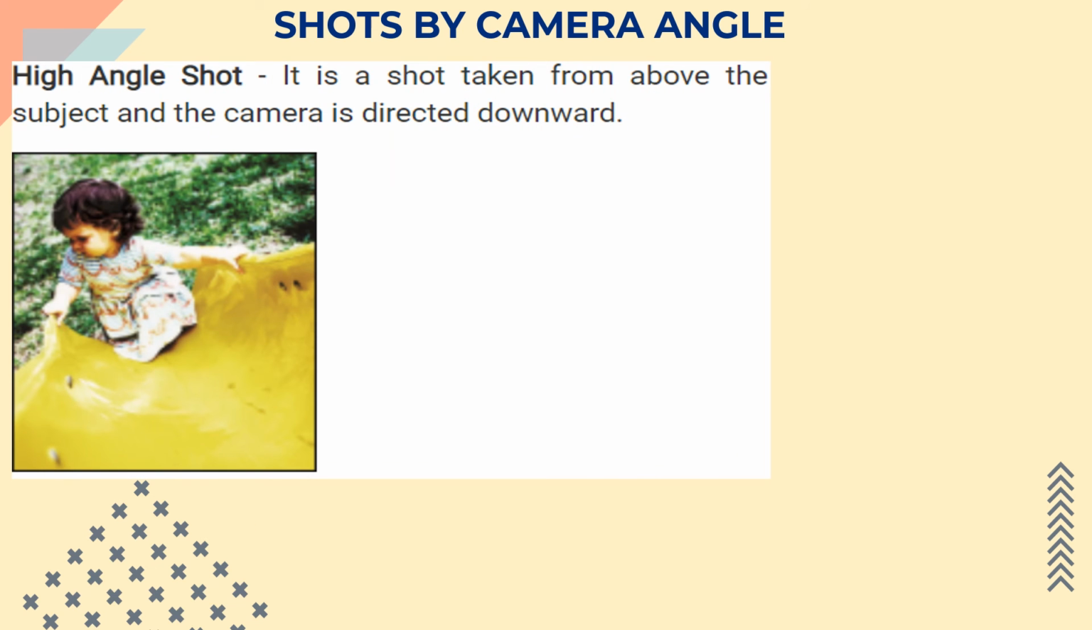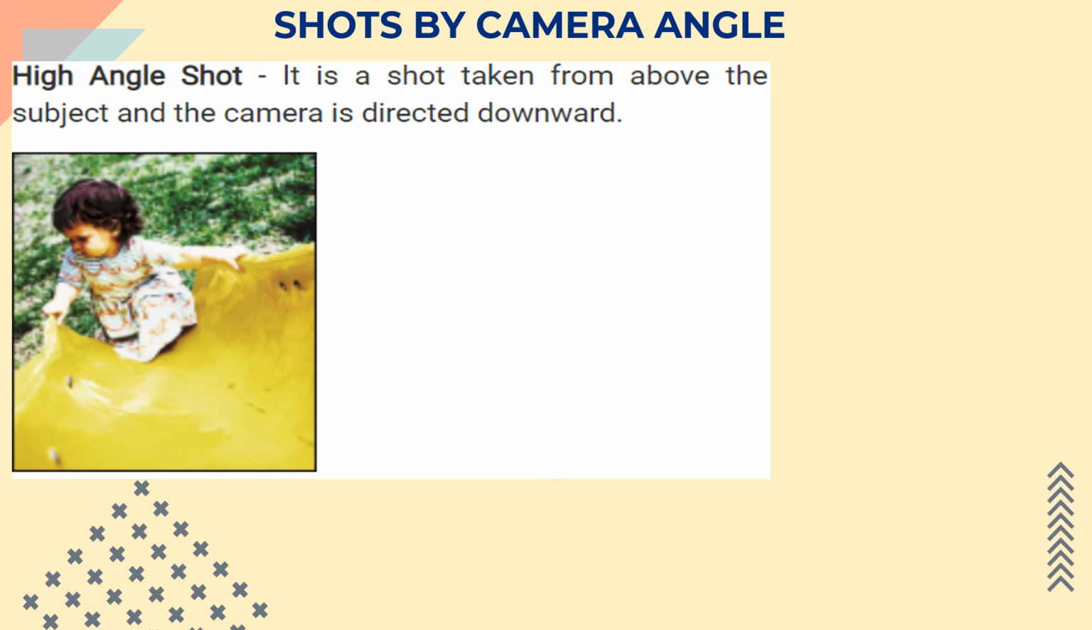Next category is the shots by camera angle. Shots by camera angle are shots indicating camera placement. In addition to subject size within a frame, shot types can also indicate where a camera is placed in relation to the subject. The first one is the high angle shot.